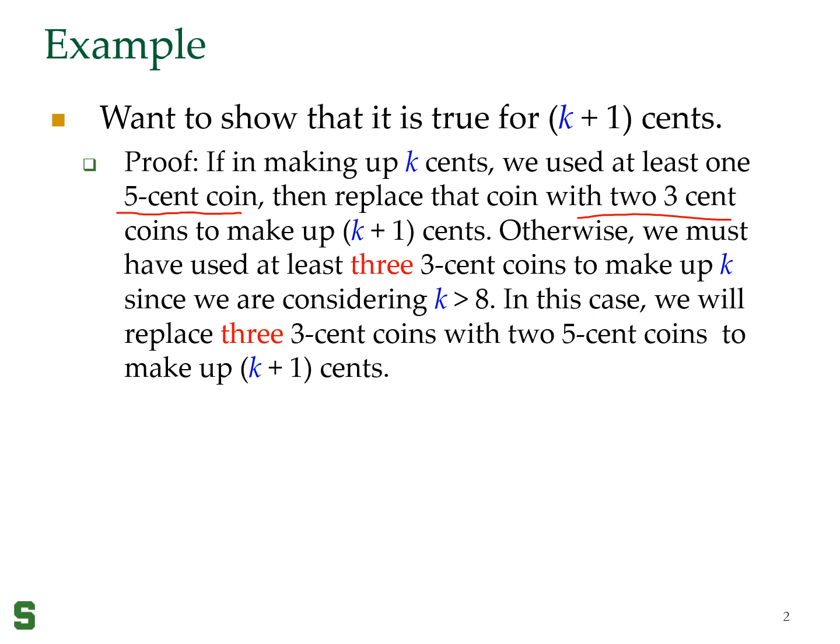Now if we don't have a 5-cent coin, then we have a small problem, but the good thing is if we have no 5-cent coin, then we must have used at least three 3-cent coins. That's because we are starting with 8. In 8 we have used a 5-cent coin. Anything more than 8, if I don't use a 5-cent coin, then I must have at least three 3-cent coins, and that means I can take those three 3-cent coins and replace it by two 5-cent coins, and that will give me k plus 1 cents.